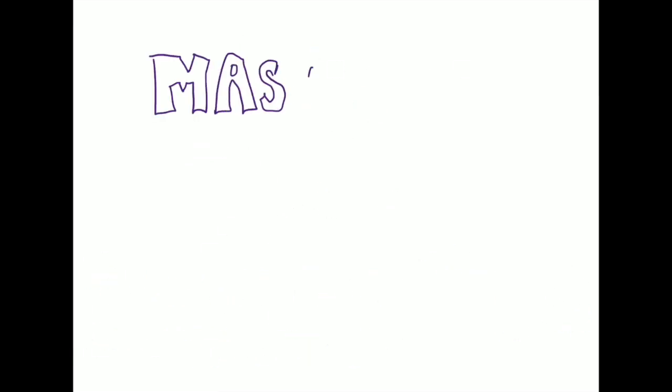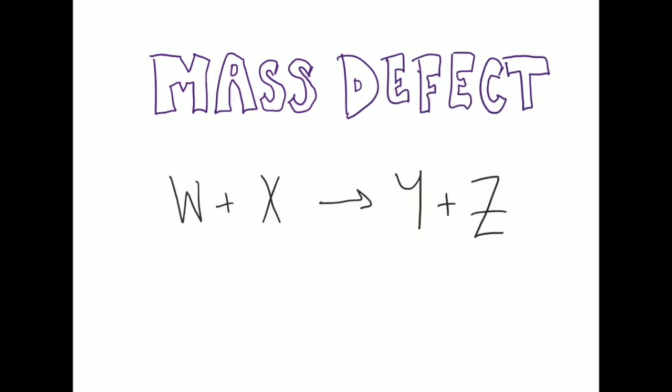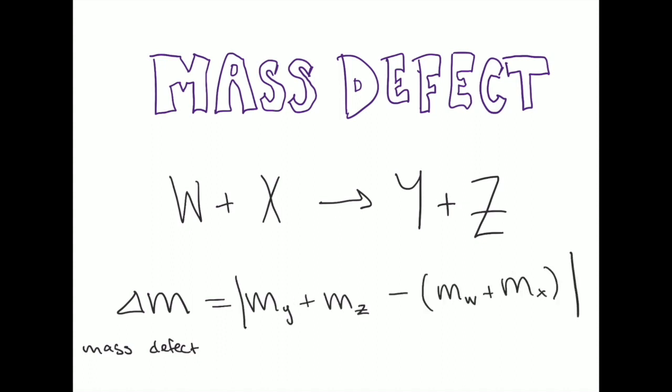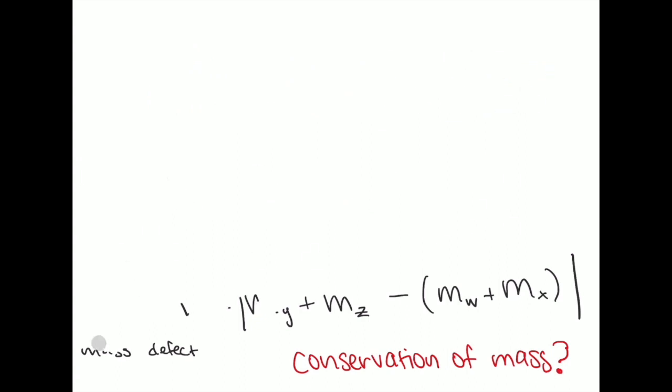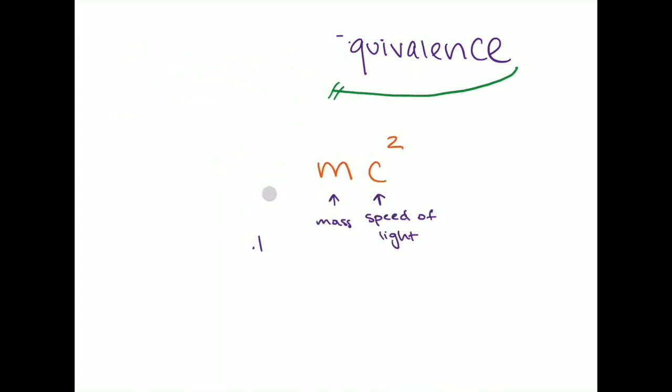So how can we figure out how much energy will be released by a fusion or fission reaction? This can be calculated using the mass defect, which is the mass difference between the reactants and the products of a reaction. But what about conservation of mass? This is explained by the mass-energy relationship, E equals mc squared, which shows that we can equate the mass defect of the reaction with its binding energy.